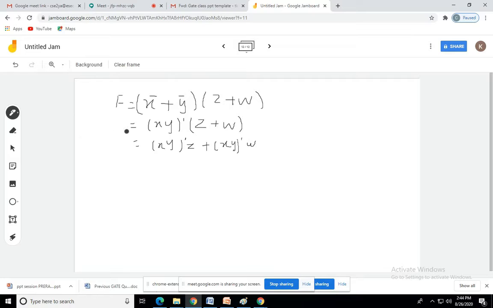Now we can implement this with gates. Normally, the first step is to draw the circuit with AND, OR and NOT gates. For this expression, first write the inputs x, y, z, w. What does (xy) whole dash mean? What type of gate can we use here? NAND gate, isn't it? (xy) whole dash is a NAND gate.